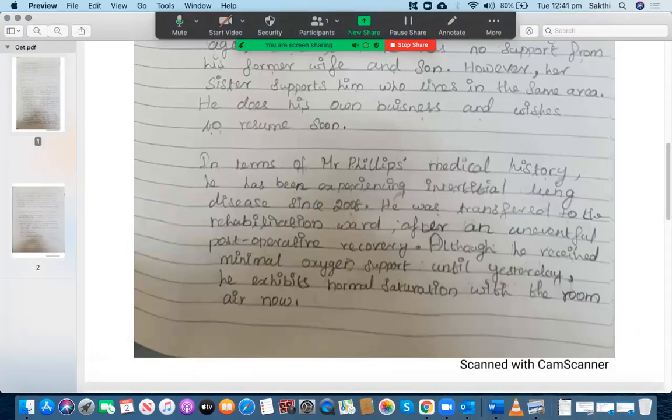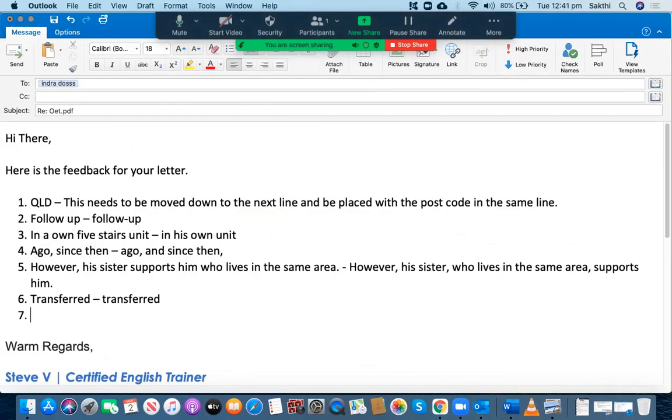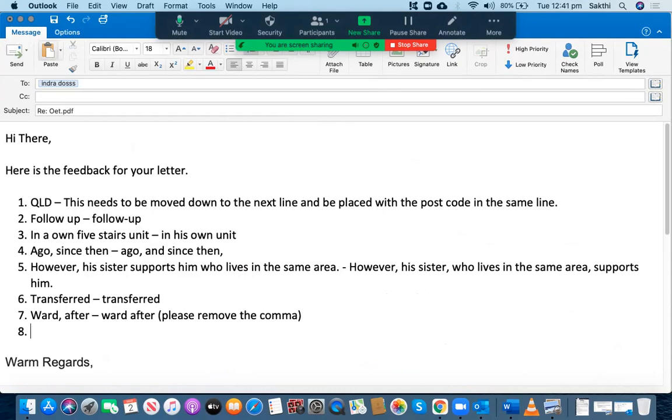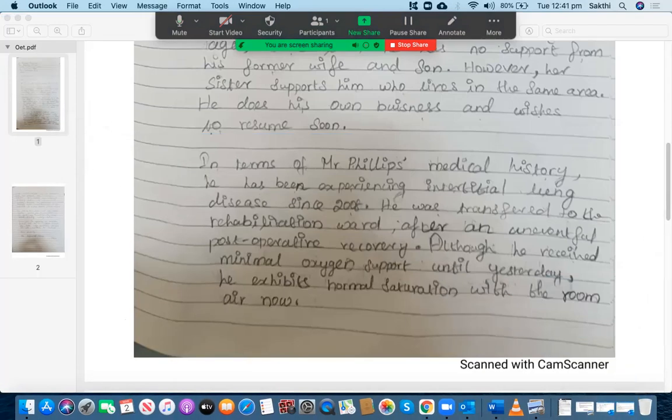Okay, he was transferred to the rehabilitation ward, and then there is a comma that is wrong. After an uneventful post-operative recovery. Ward, comma, after, that is wrong. So you have to use the word after without the comma. Please remove the comma. All right, let's go to the next one.